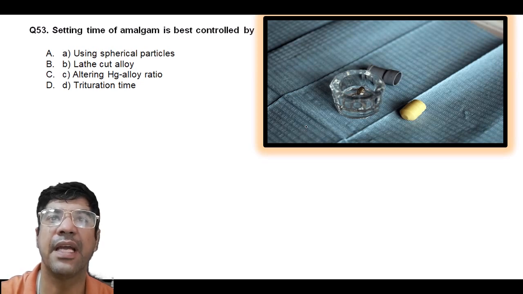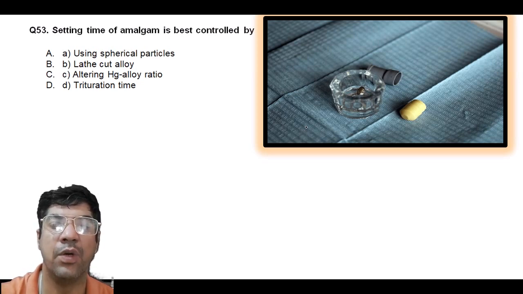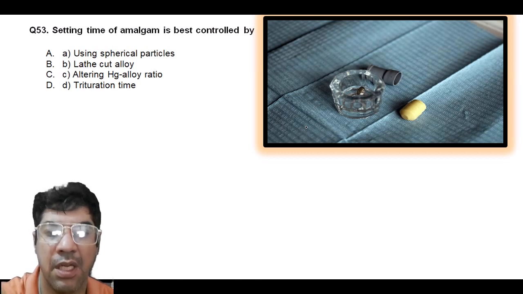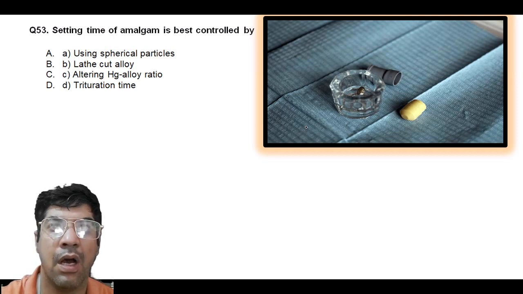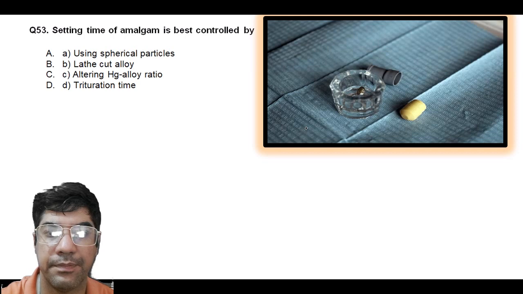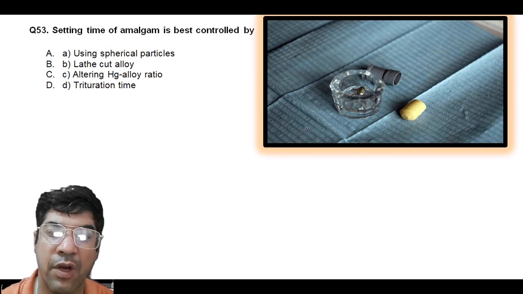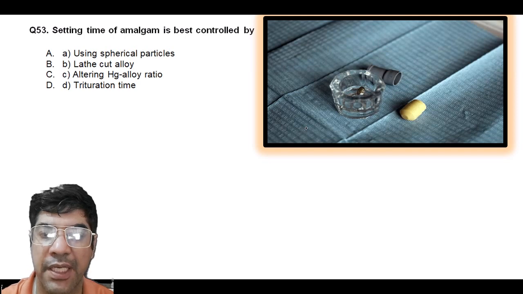Another question: the setting time of amalgam is best controlled by the trituration time. The setting time is best controlled by altering the trituration speed or the trituration time. For a given type of alloy, increasing the trituration time or speed will shorten the working and setting time.